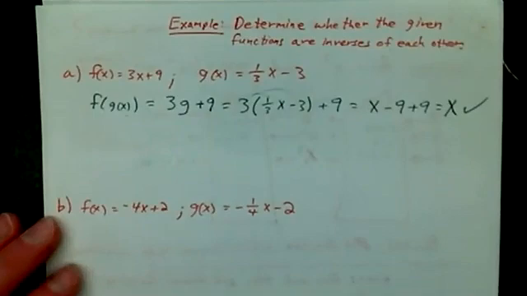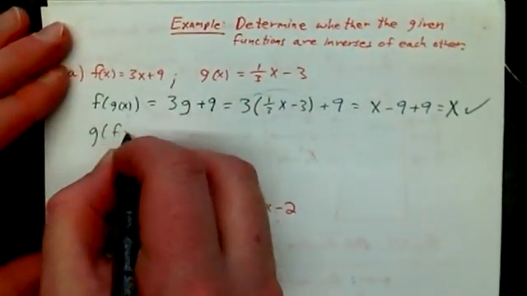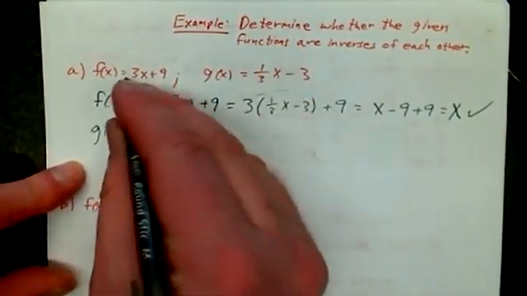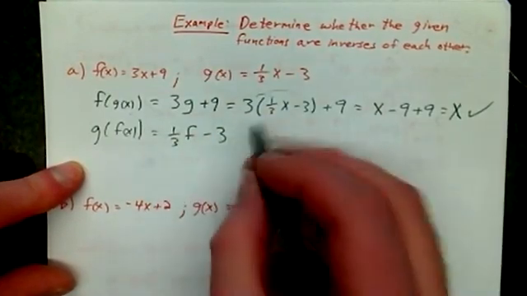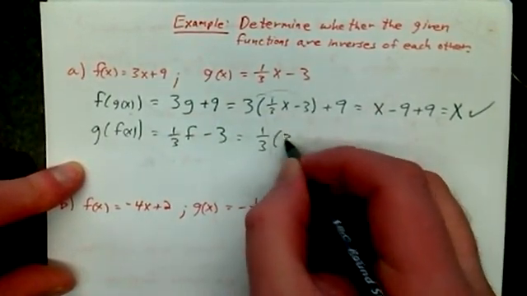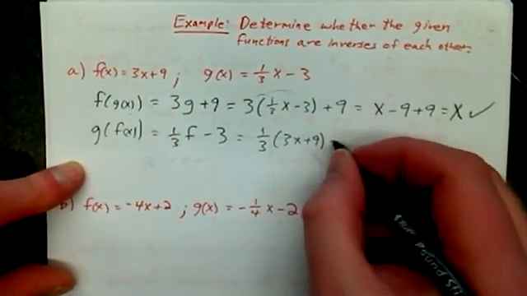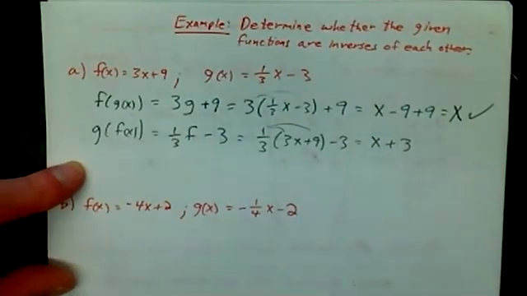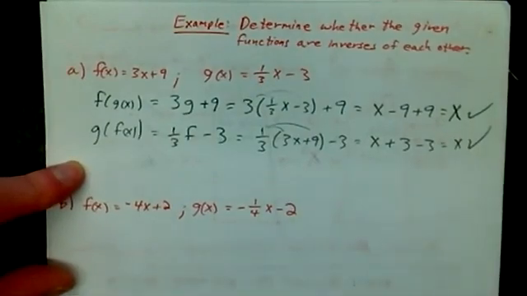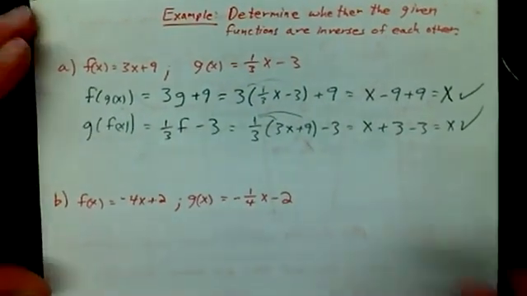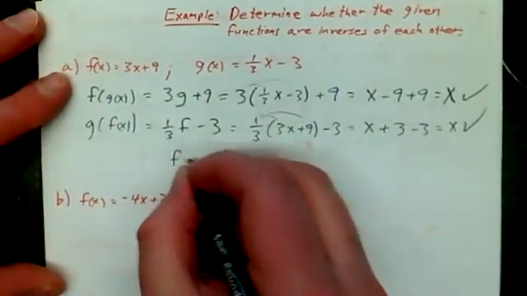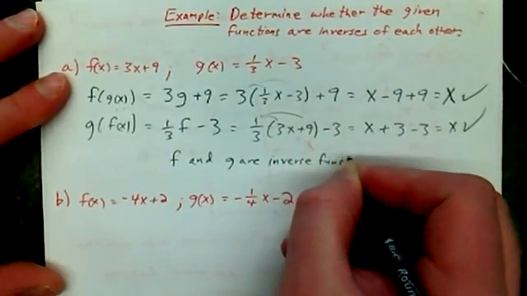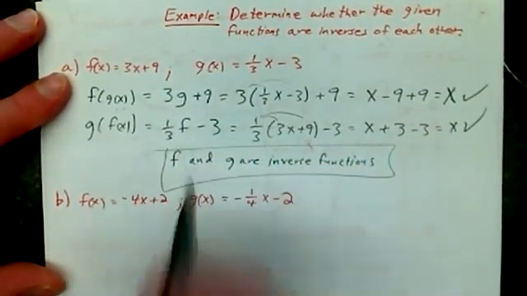That's good. I still have to check the other one, g of f of x. So what I get here is I look at g, I'll write that in, wherever I see an x, I'm going to put f. Okay, this is 1/3 times f, which is 3x plus 9, minus 3. Distribute the 1/3: x plus 3 minus 3 equals x. g of f of x works as well. So since both of these equal x, f and g are inverse functions. Okay, so that's how you check to see if two functions are inverses.